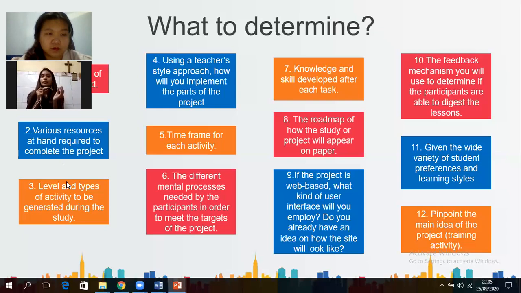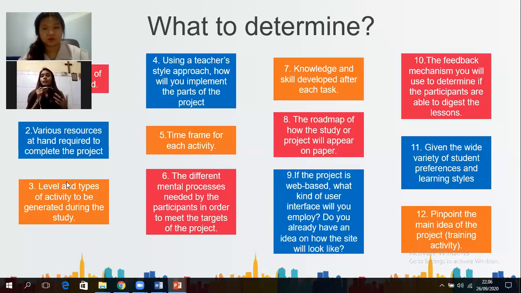The seventh one is the knowledge and skill developed after each task. For example, you give the students one task, and then what do they get after doing that task, what do they achieve in terms of knowledge and skills. The eighth one is the roadmap of how the study or project will appear on paper. And then the ninth one: if the project is web based, then what kind of user interface will you employ? Do you already have an idea of how the site will look, and something like that.